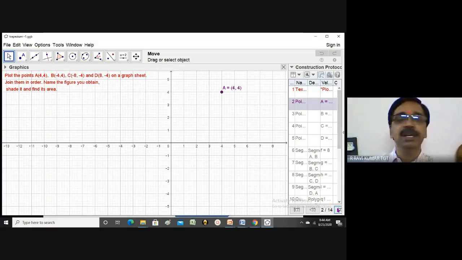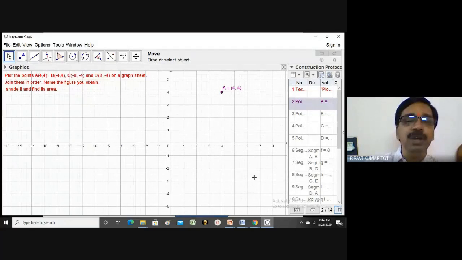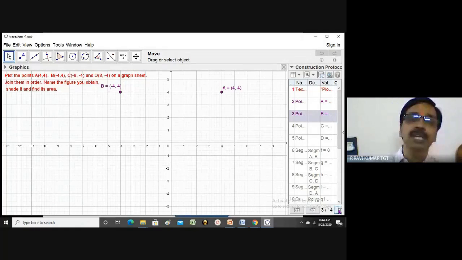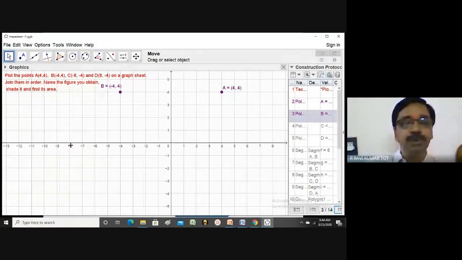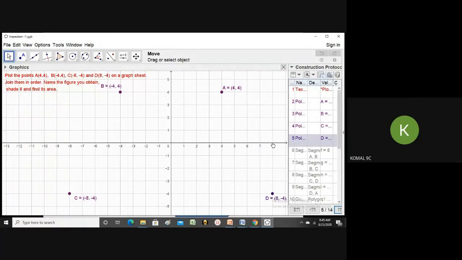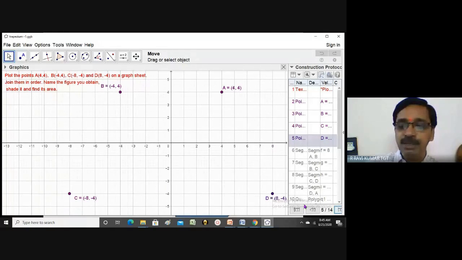Next point B (-4, 4). -4 is here. Therefore, the point will come in the second quadrant here, children. It is the second quadrant, (-4, 4). And C (-8, -4). See, here is -8 and the minus point should come in the third quadrant. So here is the third quadrant point. And the fourth quadrant, the other point will come automatically. See, (8, -4), 8 is the x coordinate. Therefore, it is a trapezium here. Wow. Very good.